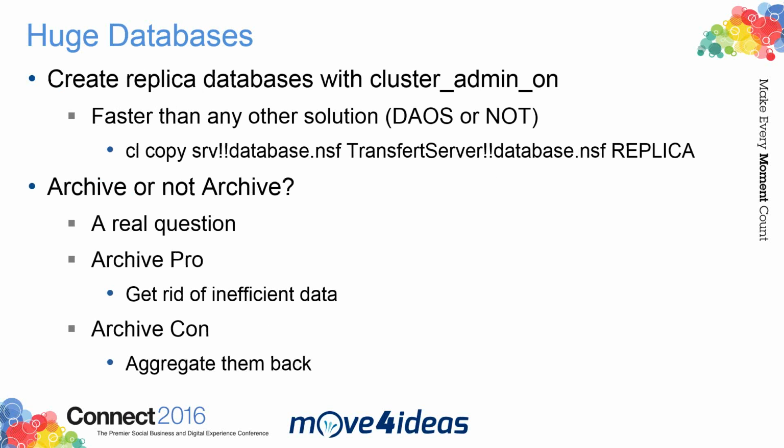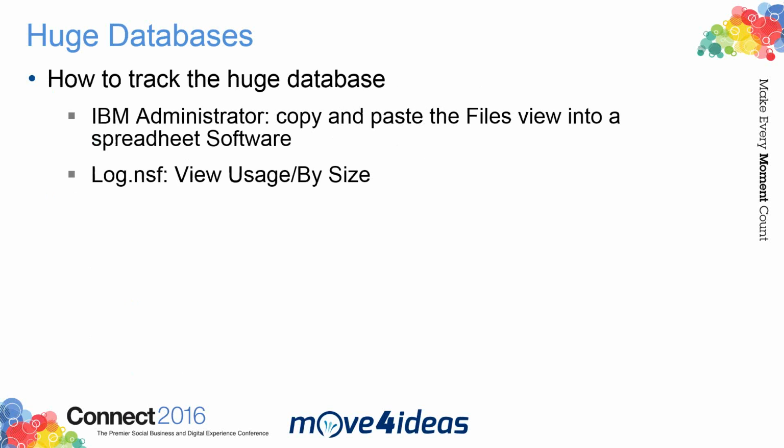When you do need to create the replica for the onboarding program, you can use the CL copy command to transfer to your server. It will be faster to transfer a replica from one server to the other instead of using AdminP. The archive, this is a big problem. It's a real question. Should we integrate the archive or keep the archive with the user, and he will be able to manage the archive information and put it back into IBM Verse?